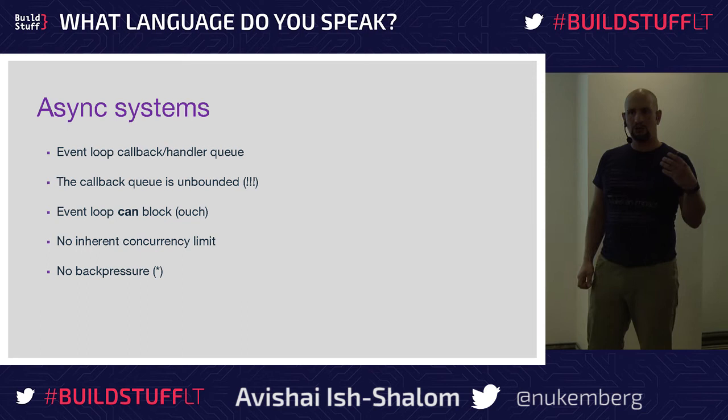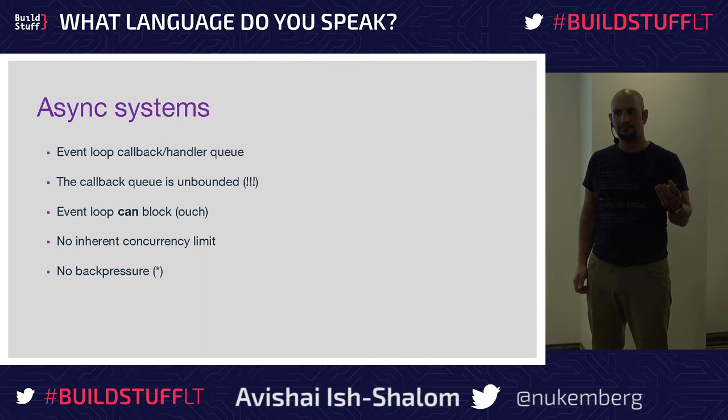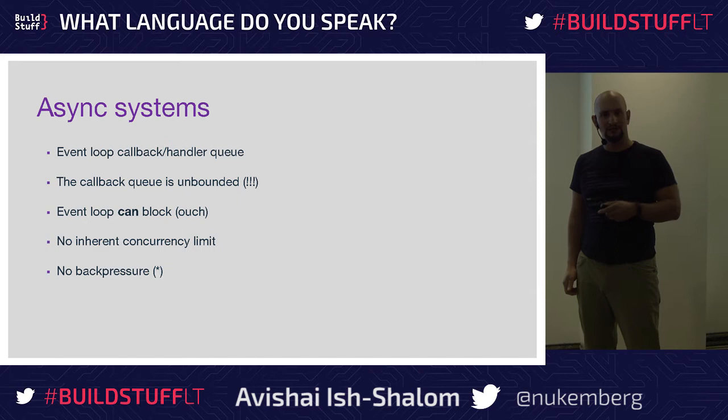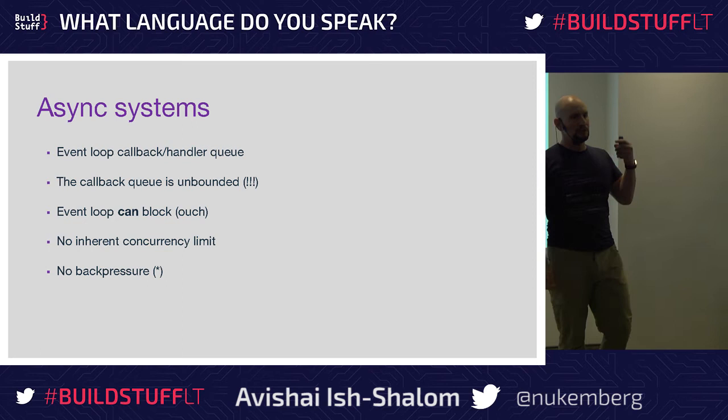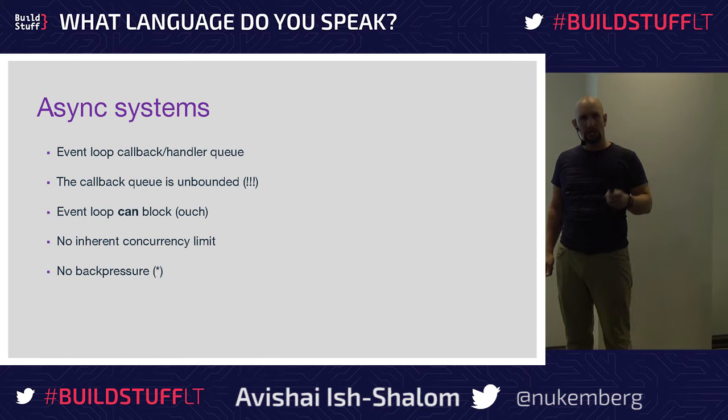Why would the event loop block? Any ideas? Doing what? Yeah, so CPU is blocking. There's nothing you can do about that. CPU is always blocking. If someone, for some reason, in a callback, makes a heavy computation, it will block all the requests, and it will cause high latency for all the requests.